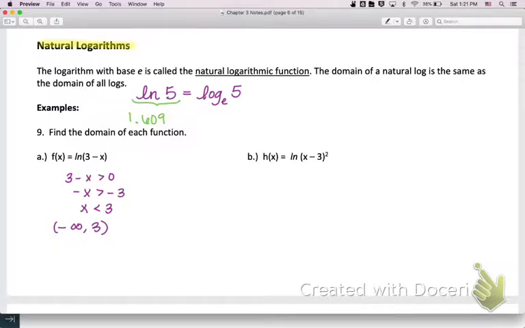Now for B, this is a little bit trickier, but not necessarily harder. It's a little more interesting, I guess I should say. We need x minus 3 squared to be greater than 0. Well, no matter what you put in for x, you're going to square it. That's always going to be greater than 0. So really, the only thing that we cannot have is equal to 0. So x cannot equal 3 here. Any other number is fine because it's going to be a positive number after you square it. But 3 would give us 0, and that's bad. So our domain would be negative infinity to 3, union 3 to infinity.